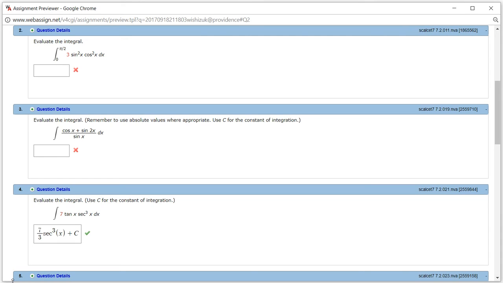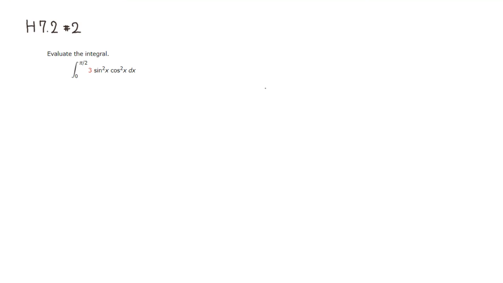Alright, let's look at the homework 7.2, problem number 2. Let's evaluate this definite integral. It looks like we have sine squared and cosine squared. We can use the trig identity here. So this is going to be equal to, right?